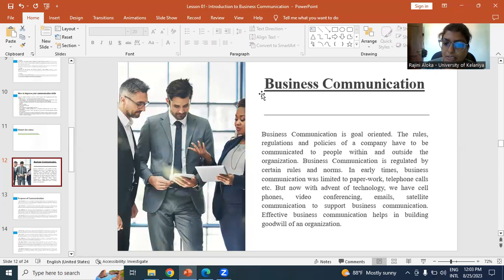In early times, business communication was limited to paperwork, telephone calls, etc. But now with the advent of technology, we have cell phones, video conferencing, emails, and satellite communication to support business communication. Effective business communication helps in building the goodwill of an organization. As I told earlier, when it comes to business, communication plays a huge role.